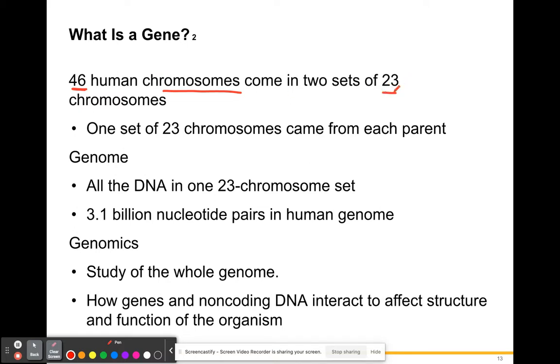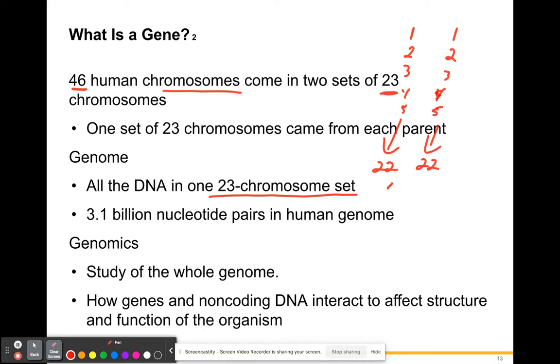23 of those came from mom, and the other 23 came from dad. Okay, or one parent and the other parent. The genome, your entire set of DNA, is all 23 pairs of chromosomes because they come in pairs, just like shoes come in pairs, right? So dad gives you a chromosome 1, mom gives you a chromosome 1. Dad gives you chromosome 2, mom gives you chromosome 2. 3, 3, 4, 4, 5, 5. This goes all the way down to 22.